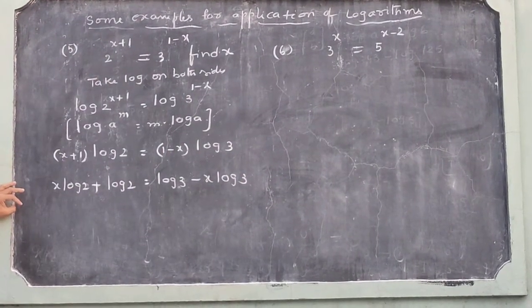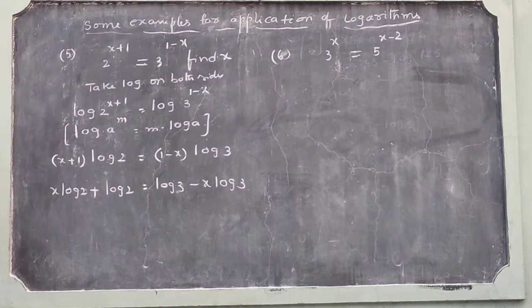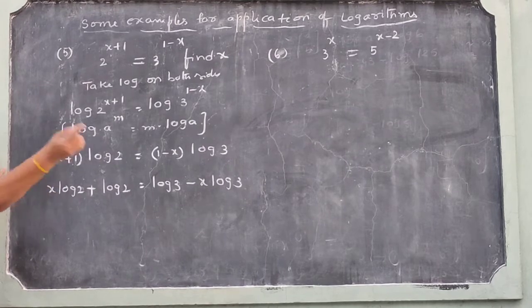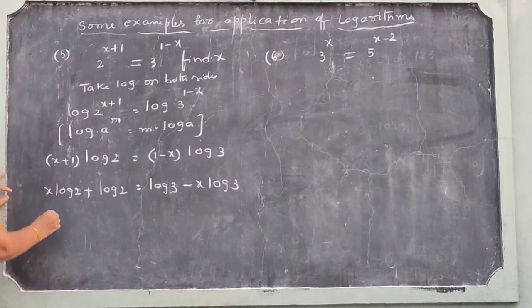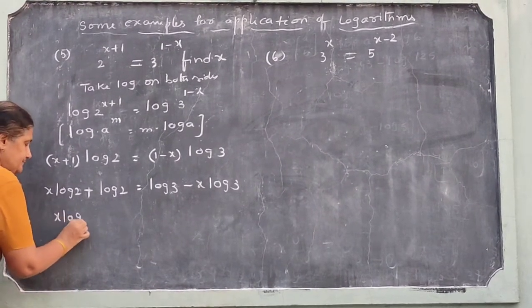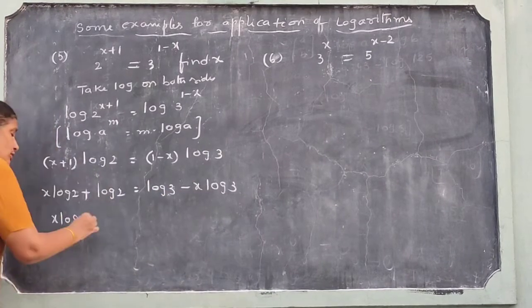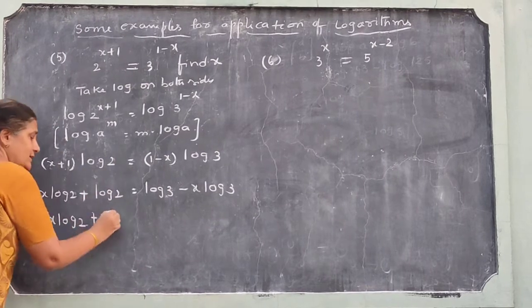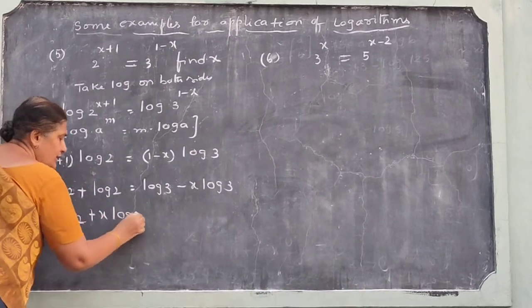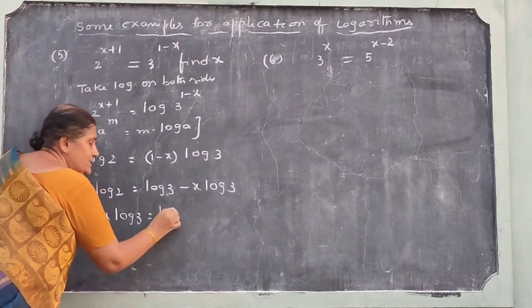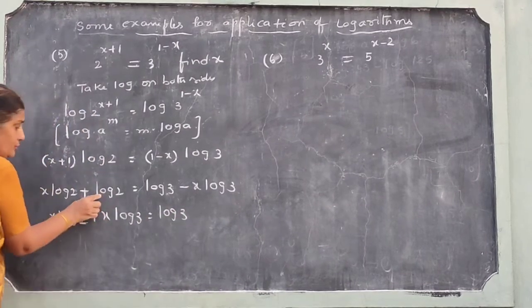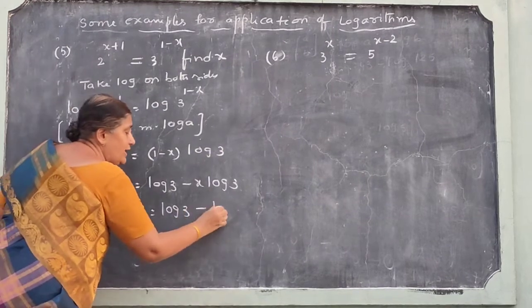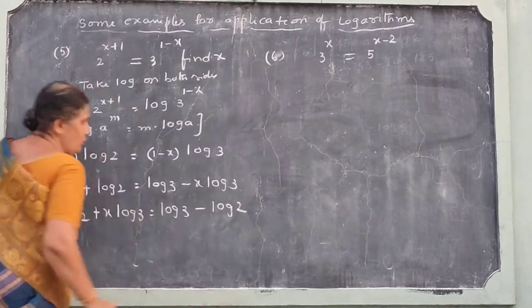Which value do we want to find out? x. Whenever we want to find out a value, that value always lies on the left hand side. That means x we want to take on the left hand side. The remaining terms should be on the right hand side. x log 2 is already there. Minus x log 3 comes to LHS, what will it become? Minus will change to plus x log 3. What term should be left in RHS? Log 3. What term should be left in LHS? Plus log 2. Plus log 2 goes to RHS, it will change to minus log 2.